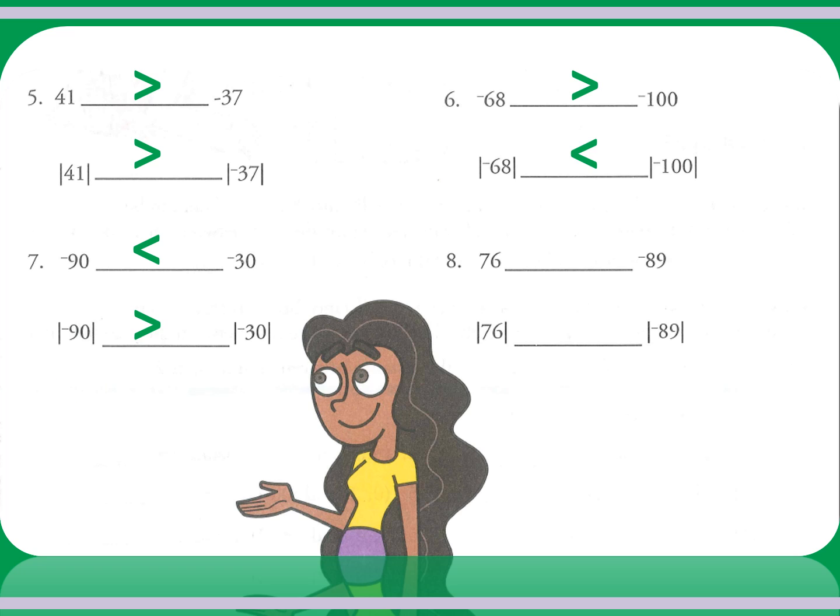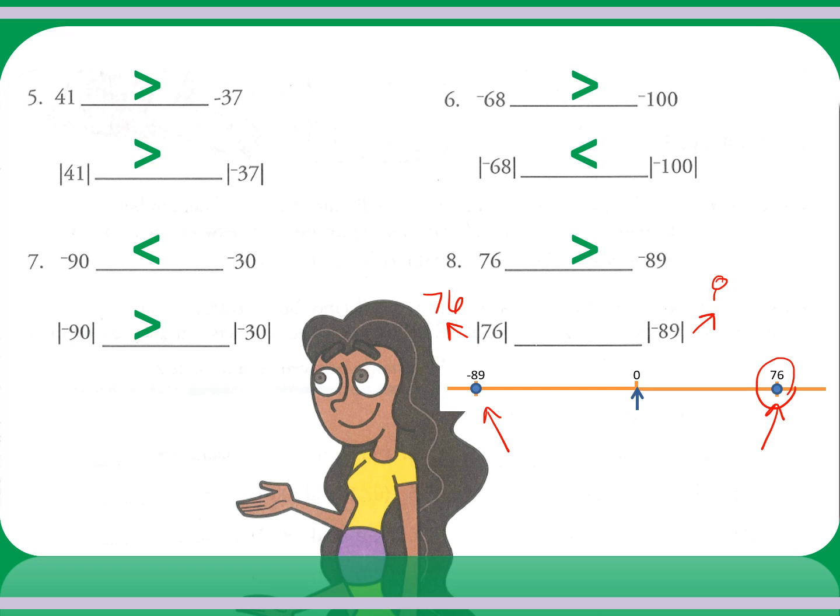Question number 8. 76 compares to negative 89. 76 is located to the right of negative 89 on a number line. Therefore, 76 is greater than negative 89. When we compare the absolute values, negative 76 equals 76, and negative 89 equals 89. In this case, 89 would be to the right of 76, so it would be greater than.